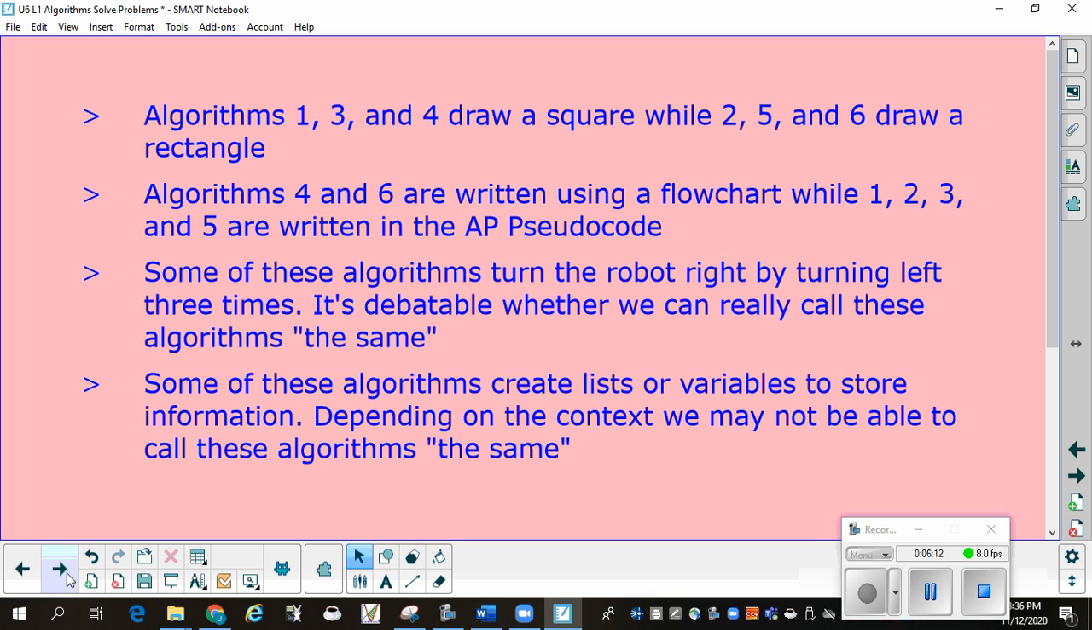Some of these algorithms turn the robot right by turning left 3 times. It's debatable whether we can really call these algorithms the same, because the robot's basically turning. If it was a dance move, there's a big difference between turning to the right and turning to the left 270 degrees, right? Some of these algorithms create lists or variables to store information. Depending on the context, we may not be able to call these algorithms the same.